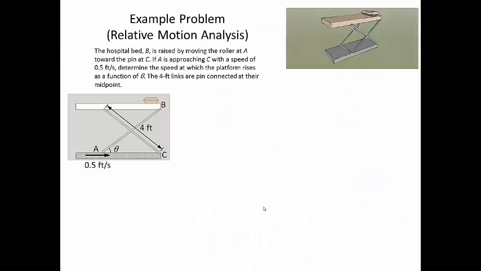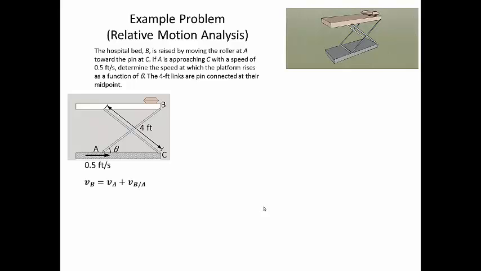Now let's look at our example problem again with our hospital bed that's being raised by the moving roller at A. We already looked at this using absolute motion analysis, but let's see if we can solve this same problem using relative motion analysis. We know that at point A we're moving at 0.5 feet per second to the right, and we want to know how fast the bed at B is rising. Our links are 4 feet long, and we're going to develop this as a function of theta.